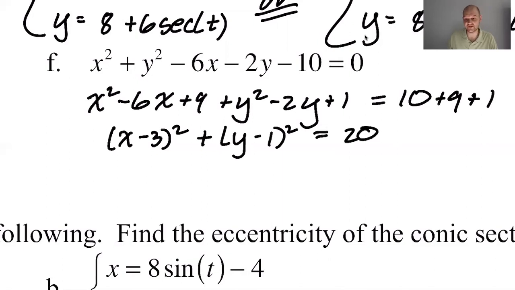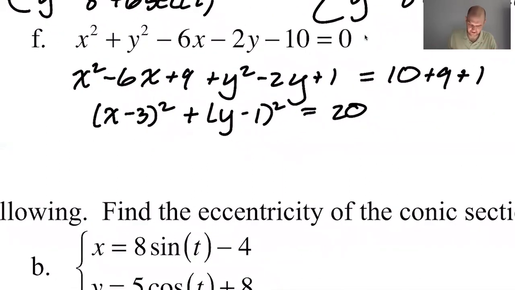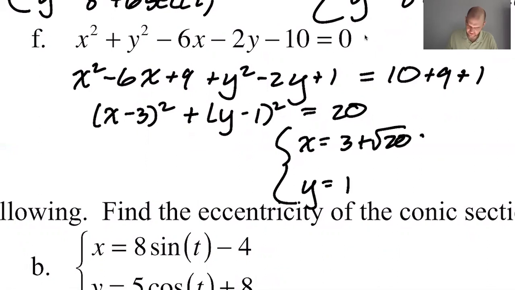So the radius is the square root of 20. That's why I said square root of 20. And then it's just a circle. X, y, center is 3, 1, plus √20 cosine, plus √20 sine.